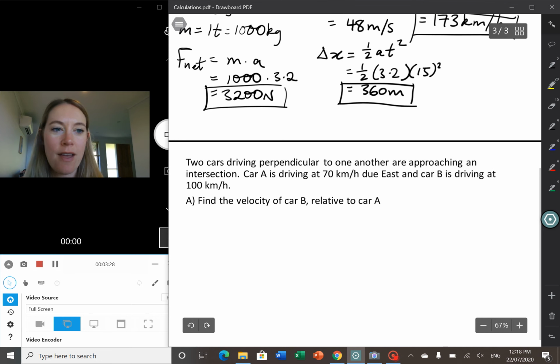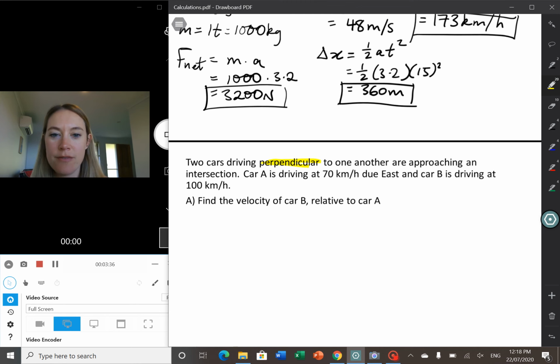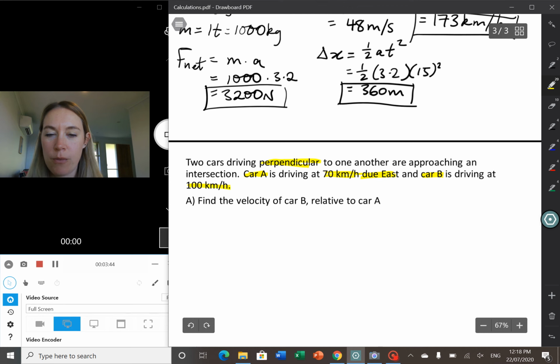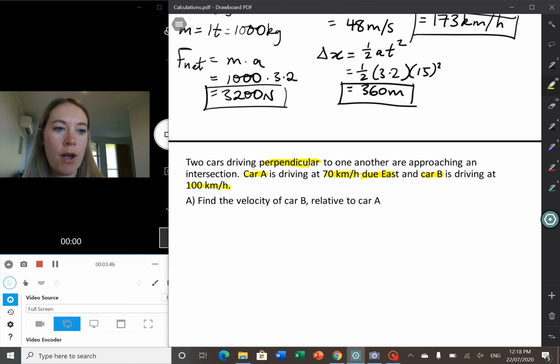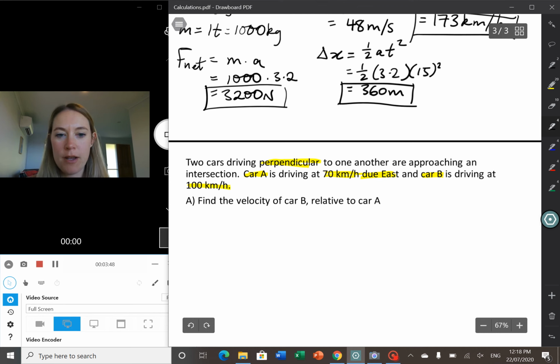Okay, and our second problem. 2 cars driving perpendicular to one another are approaching an intersection. Car A is driving at 70 kilometers an hour due east, and car B is driving at 100 kilometers an hour. And we're asked to find the velocity of car B relative to car A.